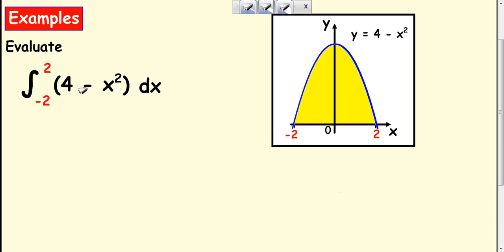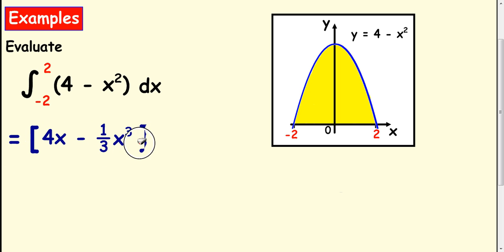So as before, integrate individual parts here. Integrate the 4 to get 4x, and integrate the x squared to get, add 1 to the power and divide, so a third x cubed. Put in your square brackets using the correct notation, so 4x, take away a third x cubed, close your square brackets, and then put your limits at the end. 2 at the top, your upper limit, and negative 2 at the bottom, your lower limit. This is your upper limit because it's furthest to the right, and your lower limit is furthest to the left.